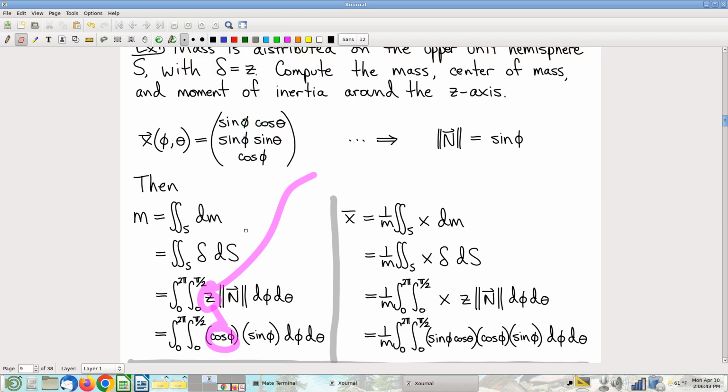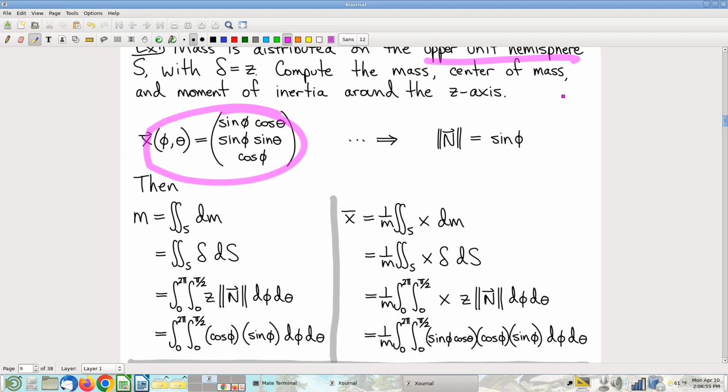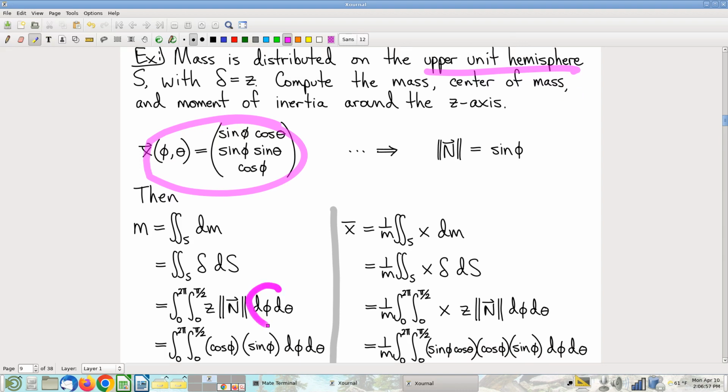All right. Last little detail, you got to think about how this parameterization gives you the upper unit hemisphere, specifically for what range of values? And I think it's a believable claim that theta goes from 0 to 2 pi, and phi, again, it's just the upper unit hemisphere, so phi goes from 0 to pi over 2. Everybody comfortable with that?